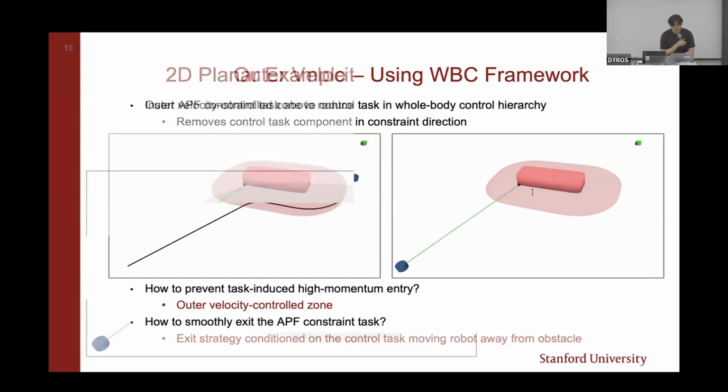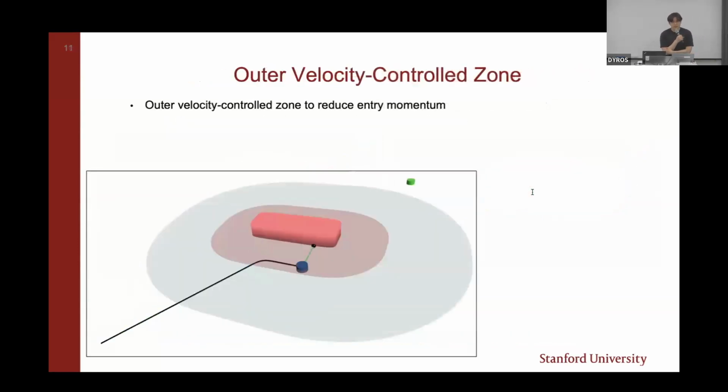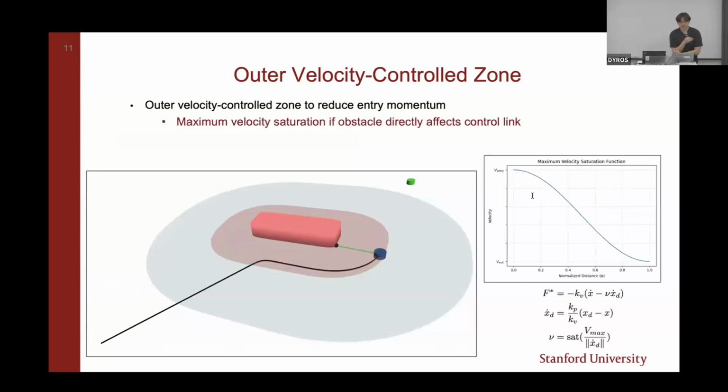Okay, so to address the first problem, an outer velocity controlled zone is added outside of the APF zone of influence. I call this rho 1 instead of rho 0. In this zone, if the obstacle directly affects the control link, then we can apply a maximum velocity saturation control, where the maximum velocity is smoothly reduced to a nominal lower velocity as the robot approaches the inner zone of influence, as shown in the graph to the right. This is achieved using the goal position velocity saturation controller, as shown in the bottom right. Otherwise, velocity damping is used, for example, in joint limits.